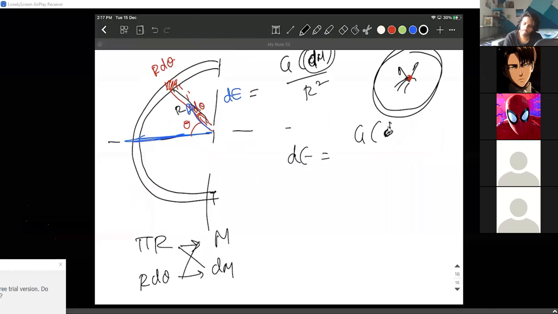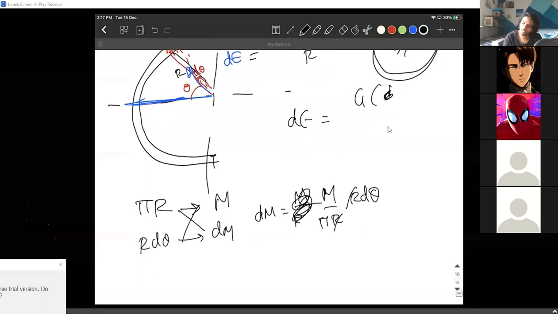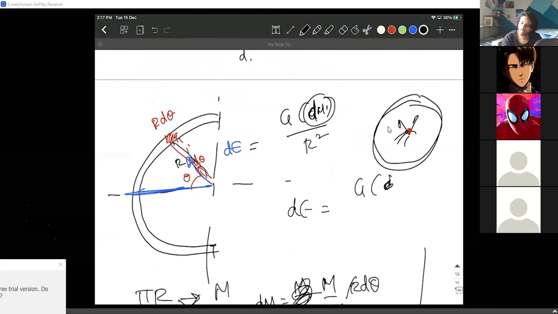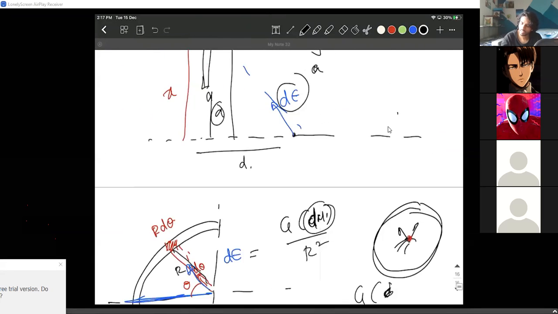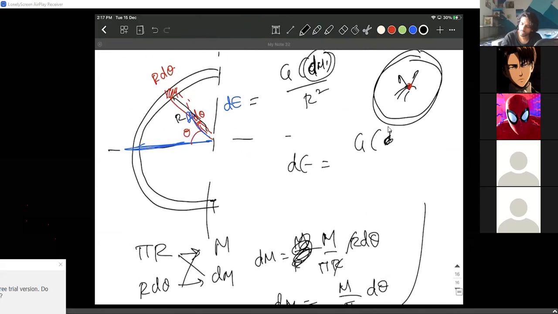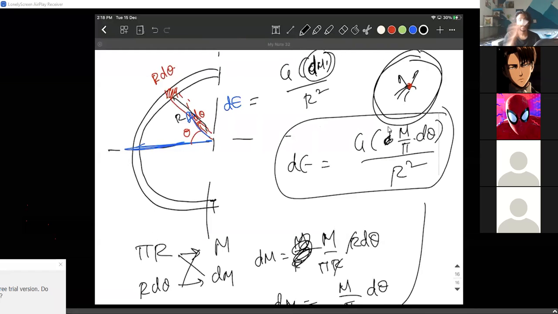If I cross multiply it, I get dm equals m by pi r into r d theta. So r cancels. So dm equals m by pi into d theta. I put this dm in this place. So dE equals G m by pi into d theta by r square. So this is the value of dE, and we can integrate.